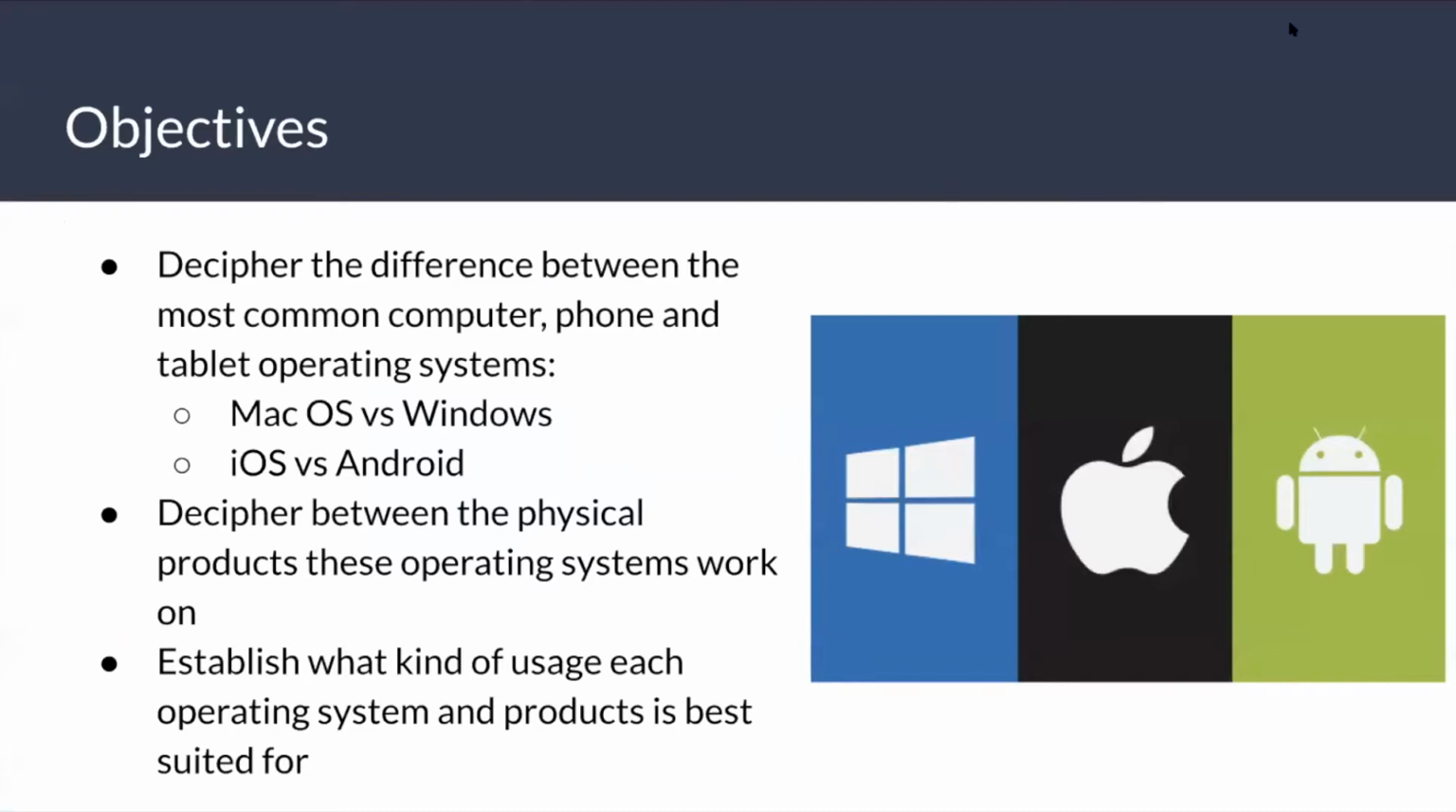So to start off with the objectives of this presentation, firstly, it's to decipher the difference between the most common computer, phone, as well as tablet operating systems. This includes comparing macOS and Windows computers, as well as iOS and Android tablets and smartphones. Also, to decipher between the physical products that these operating systems work on. And lastly, to establish what kind of usage each operating system and products are best suited for.